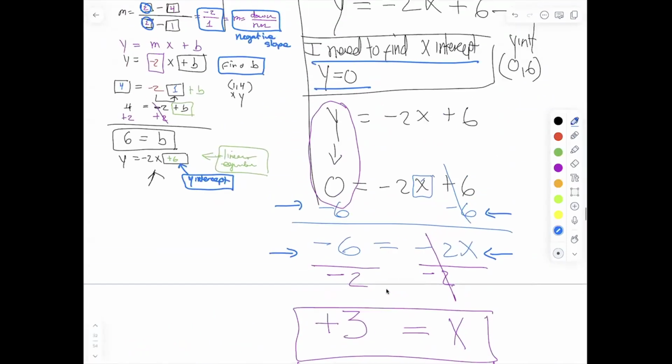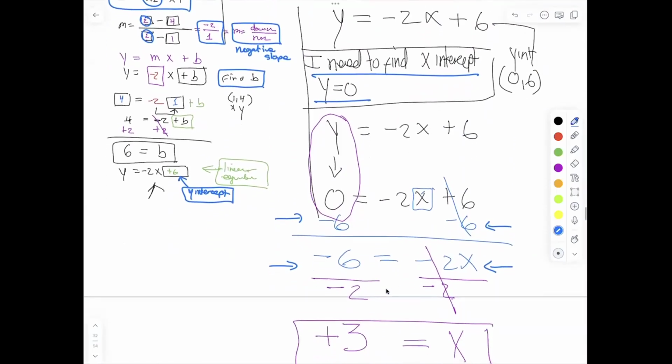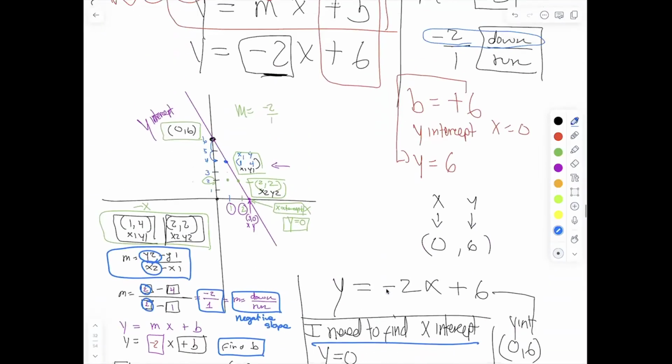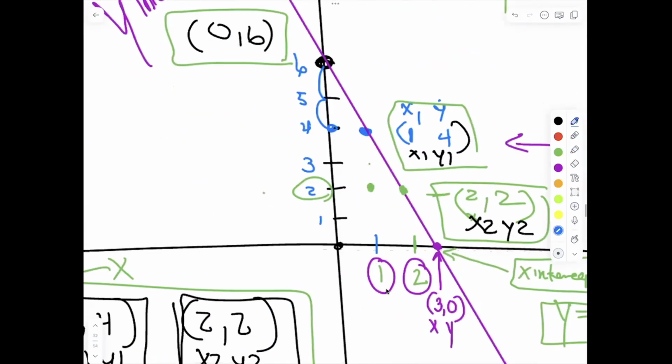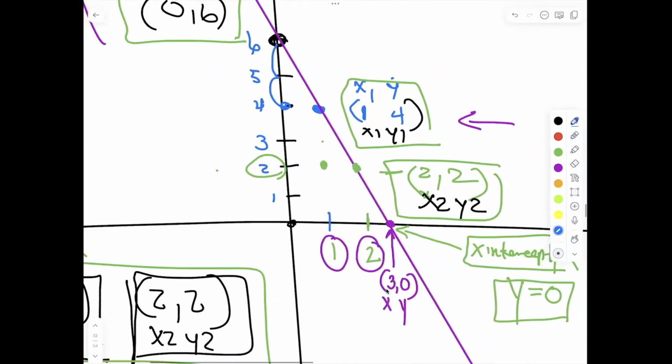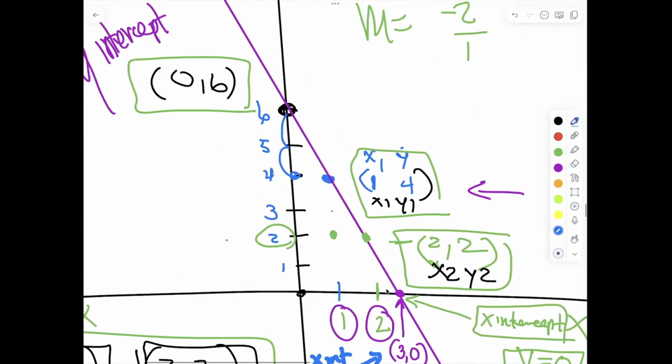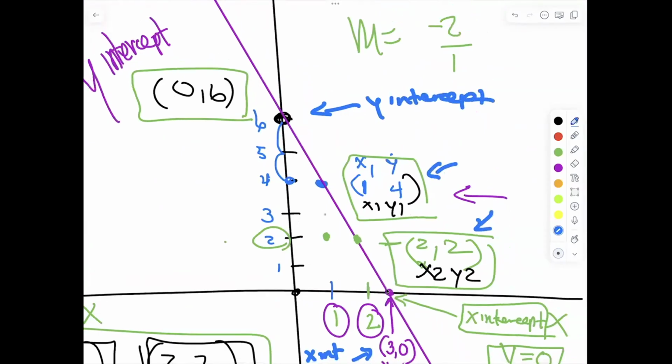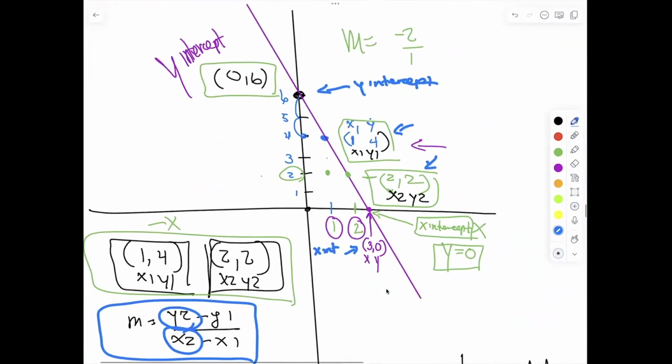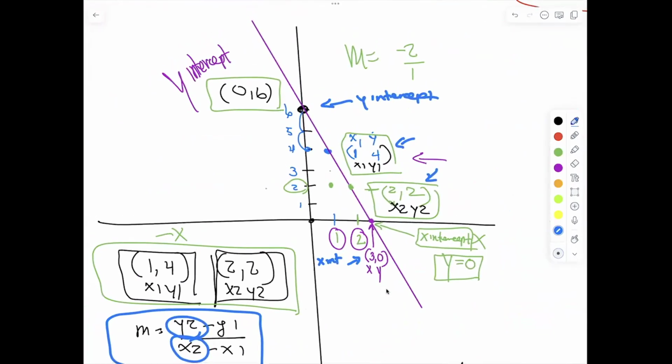The reason why I'm going fast is because we already did this, and it's already recorded. And if we go to the graph, we have here, this is our x-intercept. This is our y-intercept. Right? We already found these. And these were the 2 points that were given to us. And we have a purple line, and it shows that the line is going down.